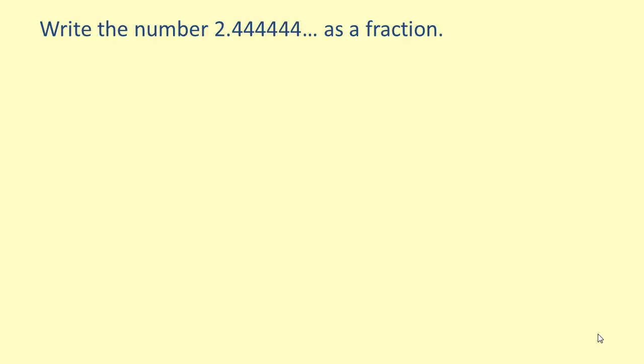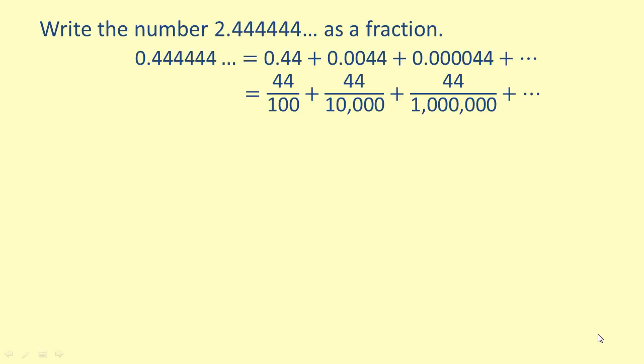Looking at our number, we can see that the number 4 is repeating. Let's look at the numbers to the right of the decimal and rewrite them as a geometric progression. We can see that this gives us 44 over 100 plus 44 over 10,000 plus 44 over 1 million, and so on. We need to determine the common ratio.